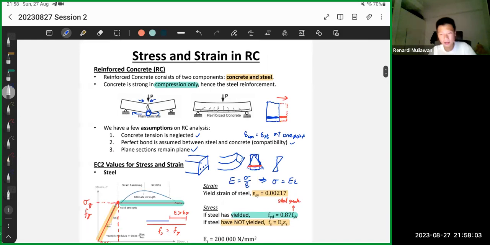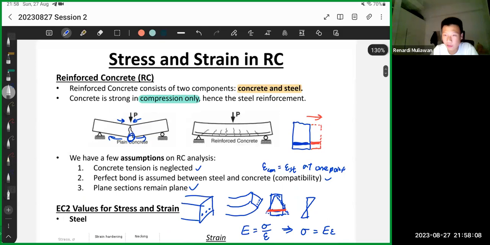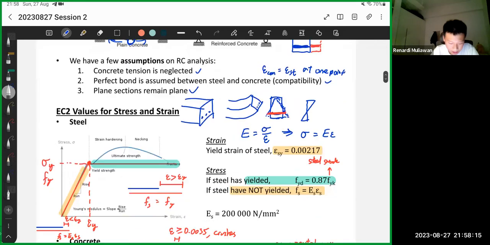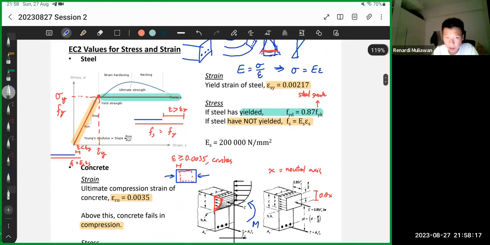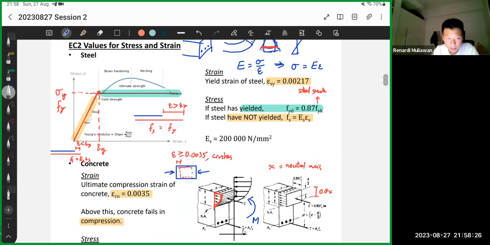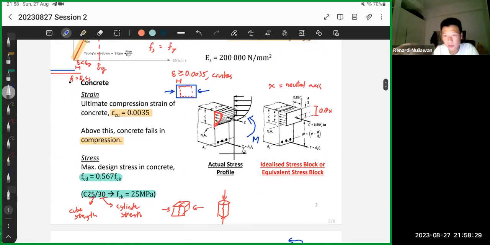So okay, I'll do a very quick summary. We covered RC, what's RC, what are the assumptions. The assumptions at least you need to know. I don't know if they will test it again this year. Then we covered the stress and strain. So for steel, there are two cases. It has yielded or not yielded. We assume there are two lines only. Then we have concrete. For concrete, there are no cases. It's always the compression. Tensile, we assume 0. That's why the bottom is 0.